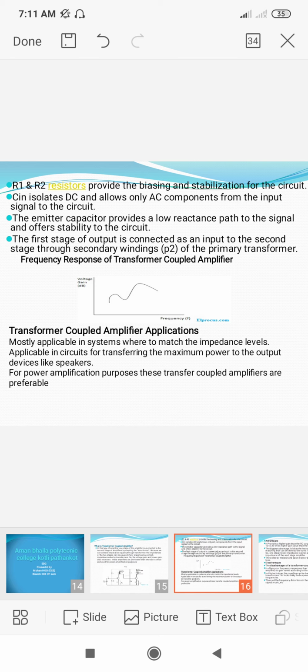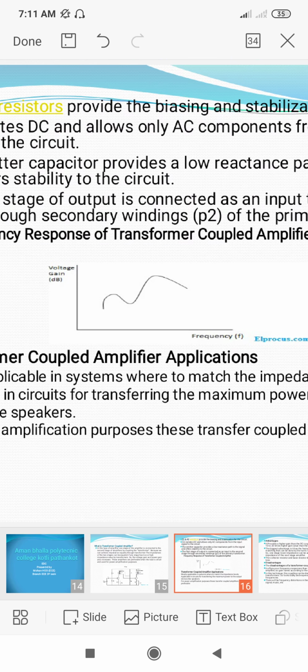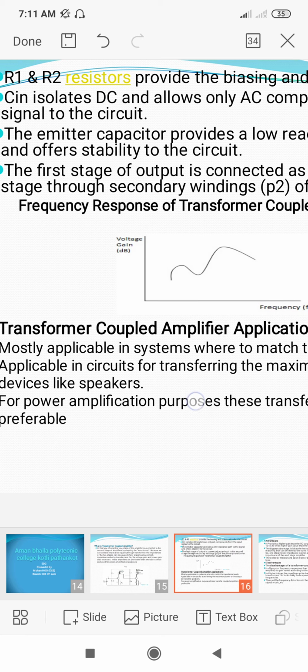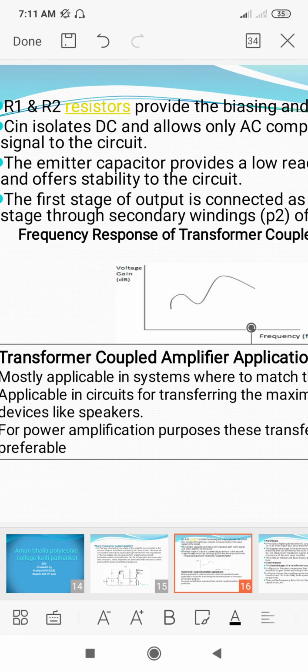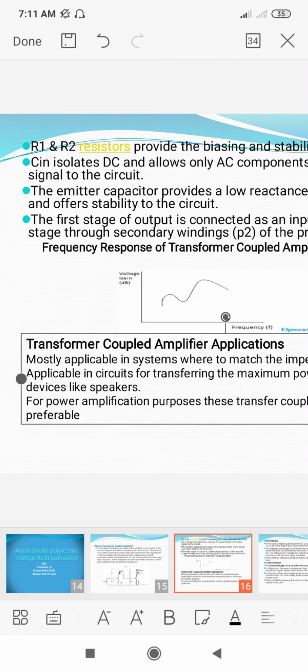In these graphs, voltage gain dV is shown vertically and frequency F horizontally. This is the frequency response. And next, transformer coupled amplifier applications.